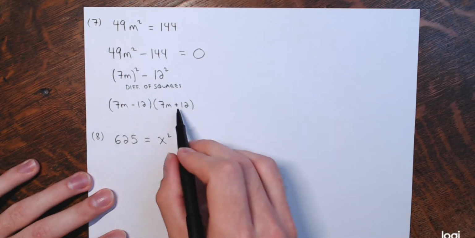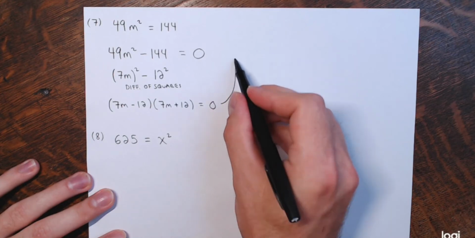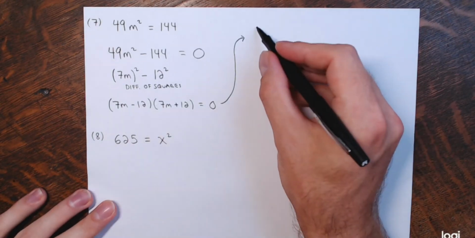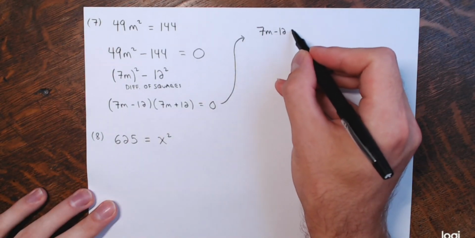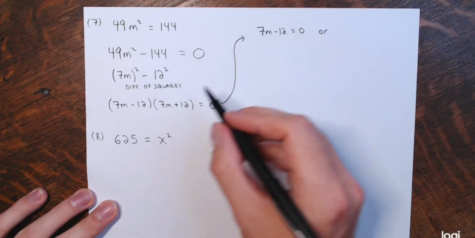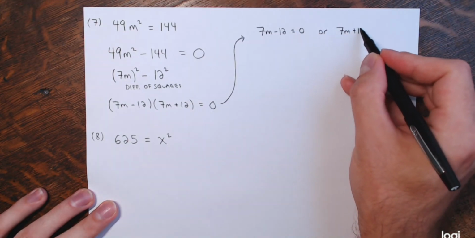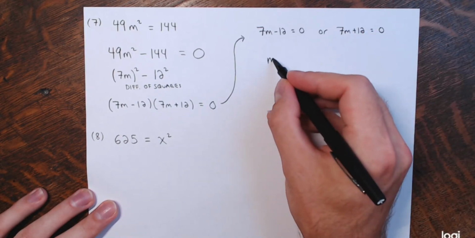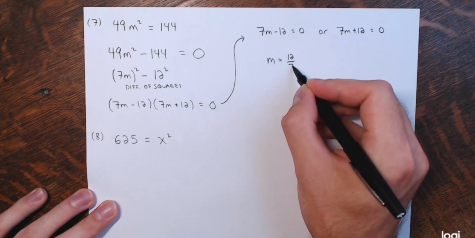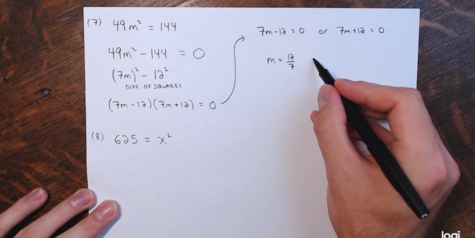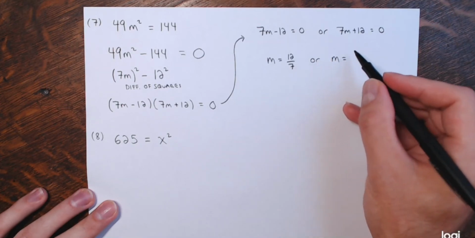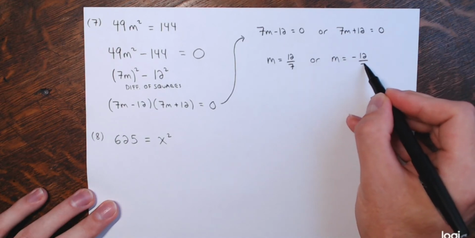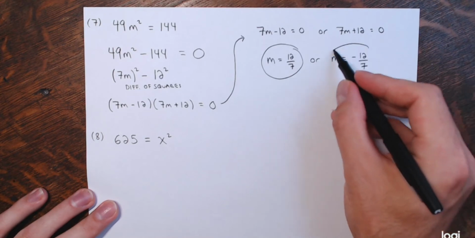And now I have my product equal to 0. Right, and then I apply the 0 product property. So either 7m minus 12 equals 0, or the other factor, 7m plus 12 equals 0. Well, if 7m minus 12 equals 0, then m must be positive 12 sevenths. Right, add 12, divide by 7. Or, if 7m plus 12 is 0, subtract 12, divide by 7, m would be negative 12 sevenths. And there are your two solutions.